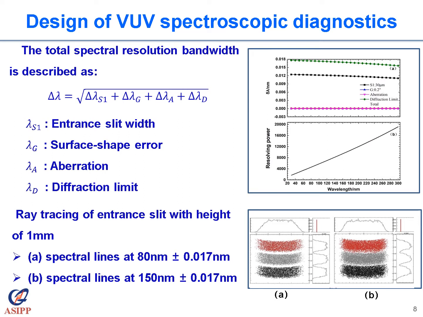We'll move to the next point of optic design. This picture shows the entrance width and the diffraction limit are main factors influencing spectral resolution. The ray tracing with an entrance slit with a height of 1 millimeter shows enough spectral resolution to separate the spectral lines at 80 nanometer and 150 nanometer.